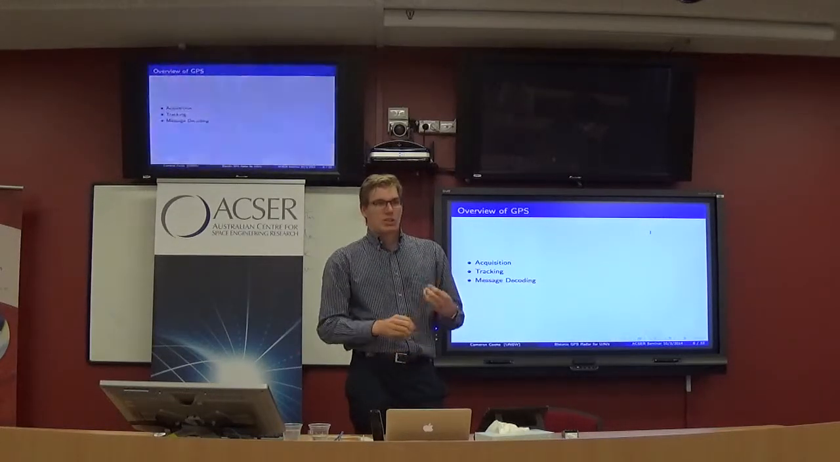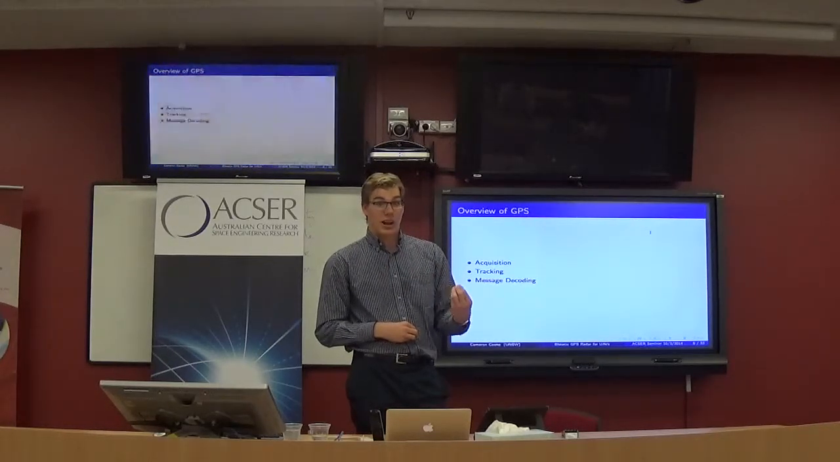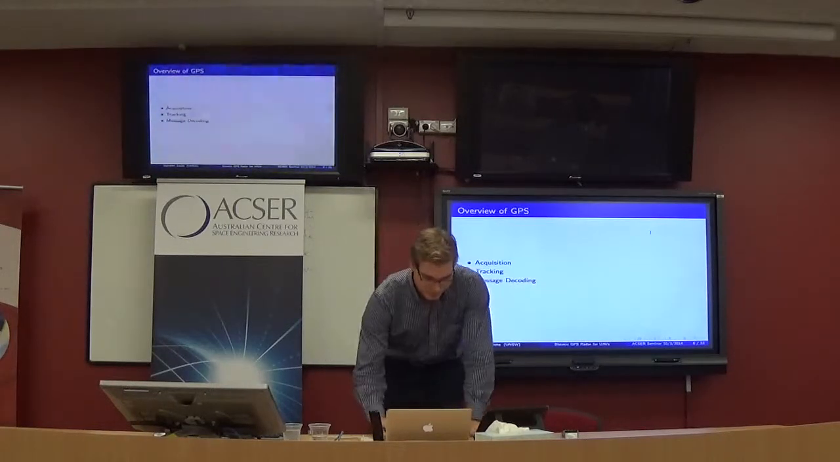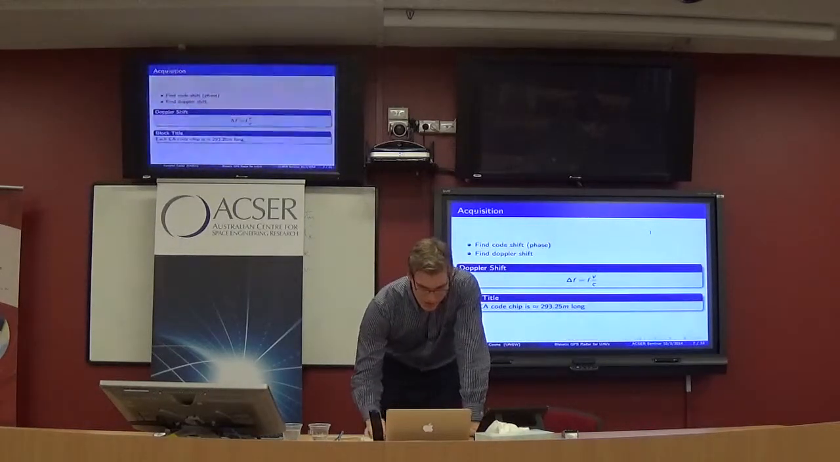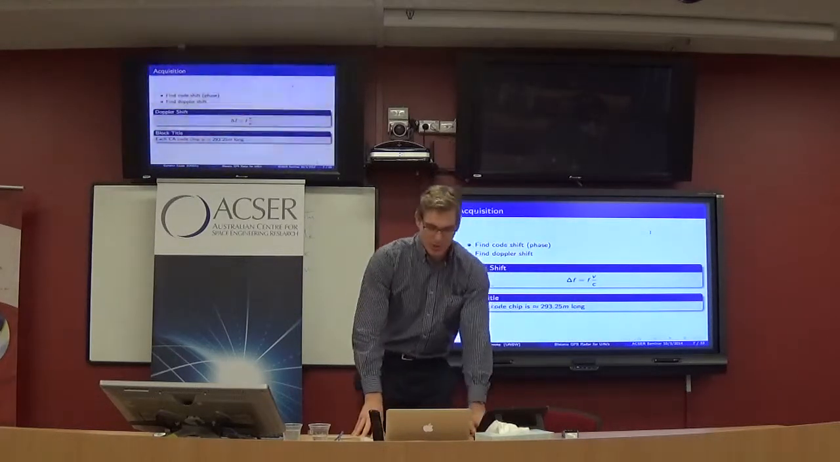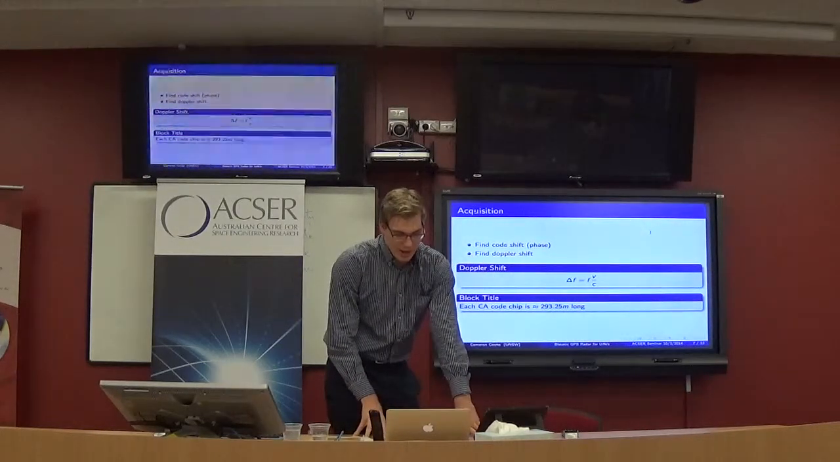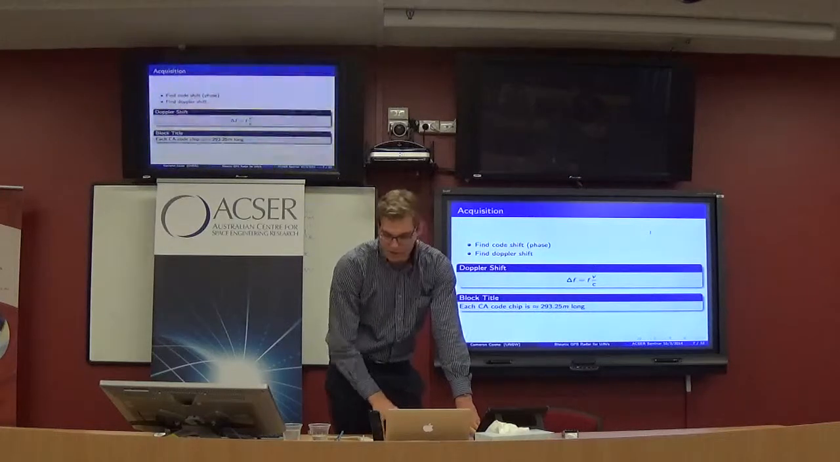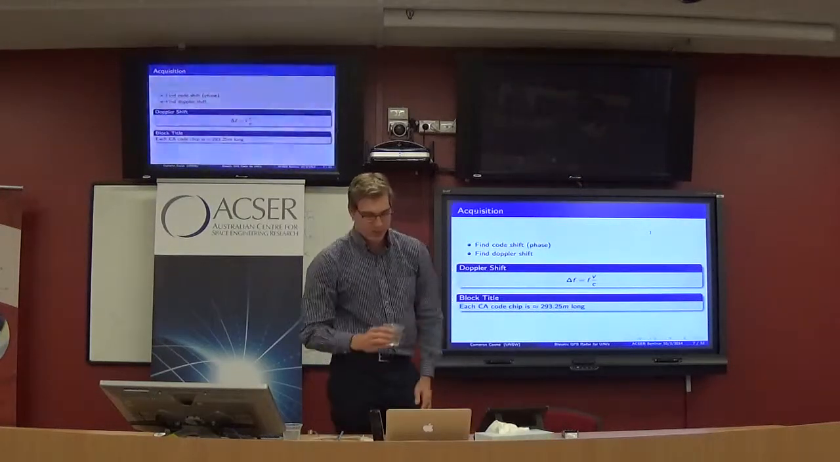Then there's tracking, which is once you've found the phase shift and the doppler shift, you track that using tracking loops. However, that wasn't something I looked at. Also, once you can track, you can decode the messages, which is also something I didn't look at and didn't care about. So essentially with acquisition, you're finding the code shift, or phase shift, and you're also finding the doppler shift.